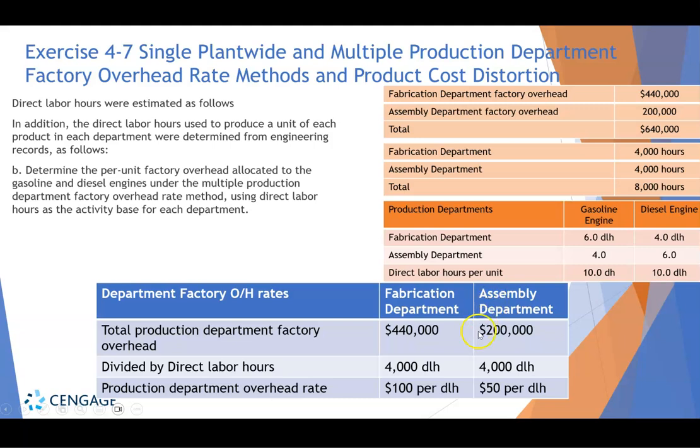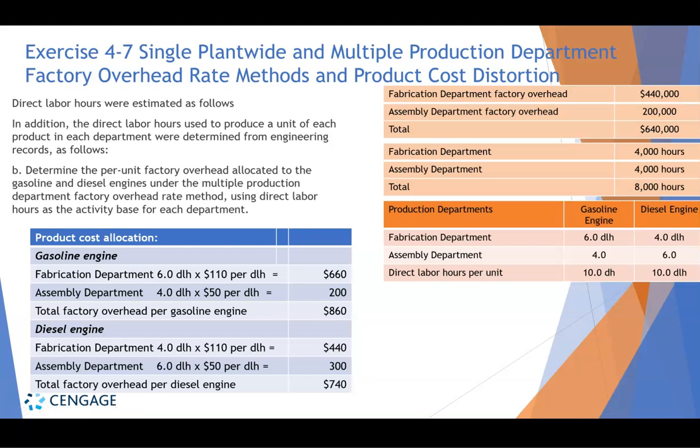So for a product that requires more hours in the assembly than in the fabrication, the numbers will be skewed, because doing a multiple overhead by department is going to bring these numbers down. Here you see, for the gasoline engine, since 6 hours is spent in the fabrication department and 4 in the assembly, the overhead for the gasoline is $860. So that's higher than what it would be with a single plant-wide rate. Whereas in the diesel, there's less time spent in the fabrication and more hours spent in the assembly, which brings the factory overhead for the diesel engine down to $740, which is lower than the single plant-wide rate.